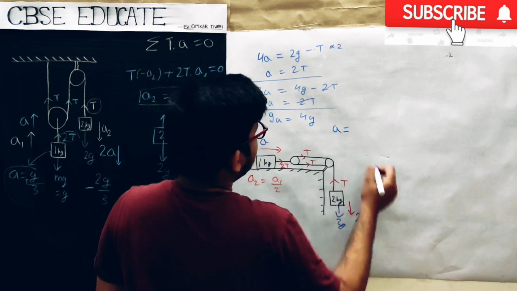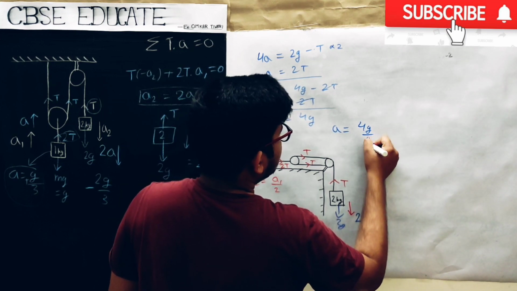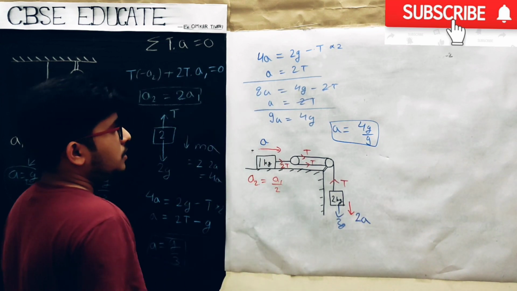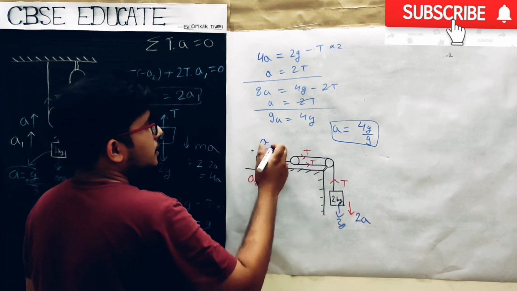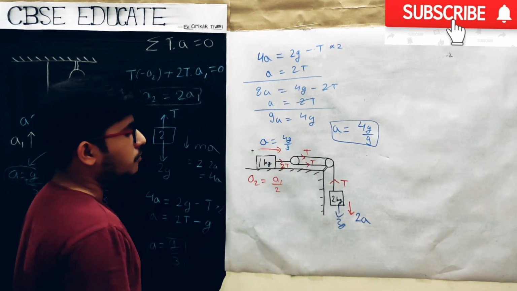So a is equal to 4g by 9. A equals 4g by 9. It means the acceleration for this body is 4g by 9.